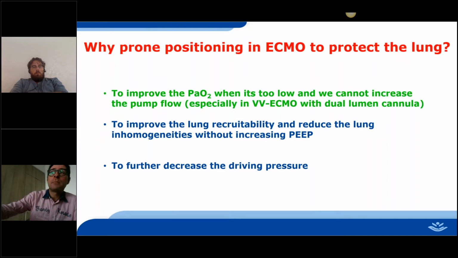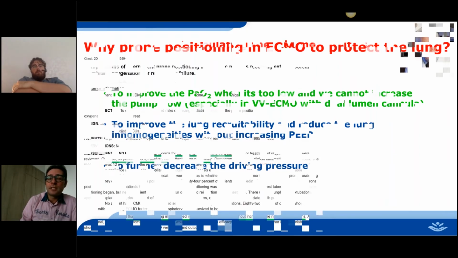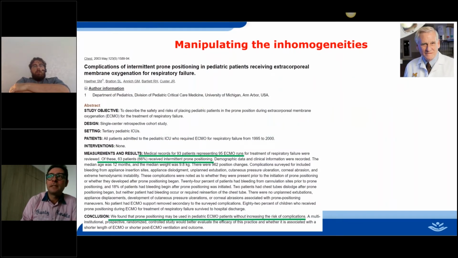Also, with the prone position, we can improve our lung recruitability, as I told you before, because we can reduce in part some lung inhomogeneities, and this allows us to reduce the driving pressure while we work in ECMO. Manipulating the inhomogeneities with the prone position in children was done by Dr. Bartlett, our mentor, many years ago, in 2013. And Dr. Bartlett in Ann Arbor showed that this approach is feasible. And it's feasible, of course, though time consuming. It says that not all the patients benefit from this approach, but it found that it was not associated with an increase of complications, and this is an important step.